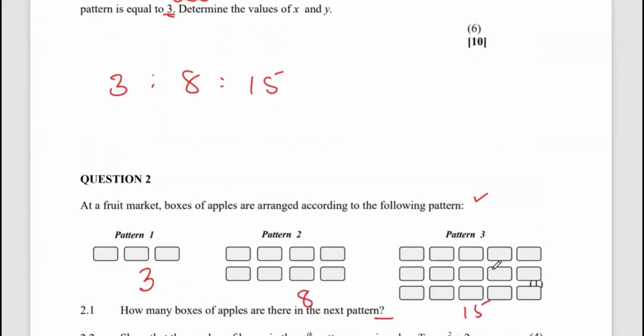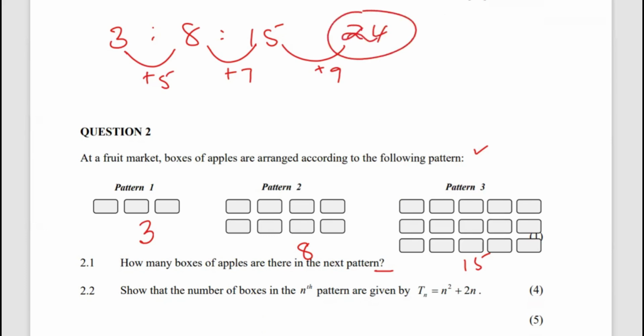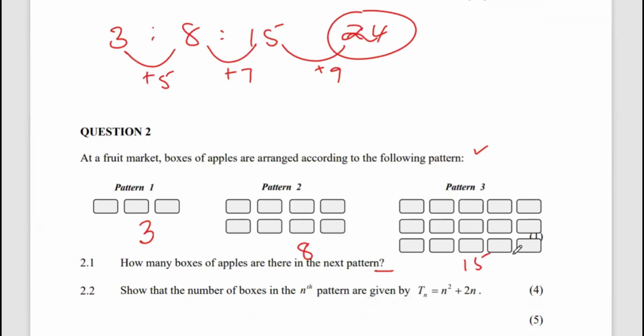Let's see how the pattern is growing. From here, we're seeing a plus 5. And then there, we're seeing a plus 7. And then next one must be a plus 9. So what is 15 plus 9? We must have 24 boxes of apples in the next one. All right, so the answer for 2.1 is just going to be 24.